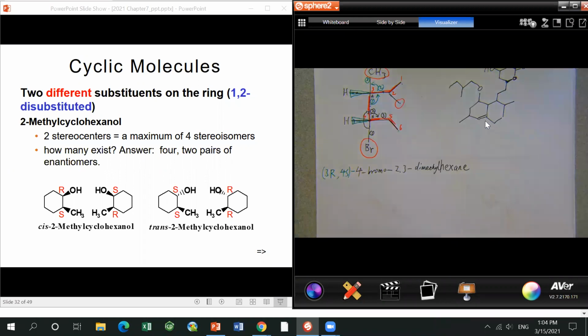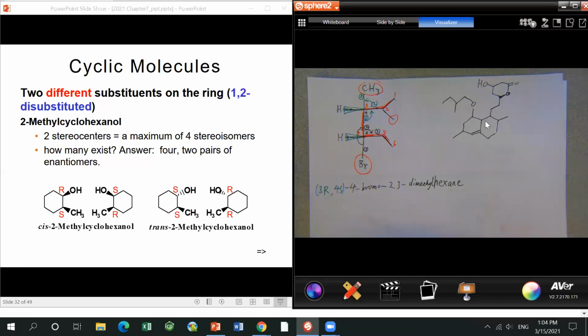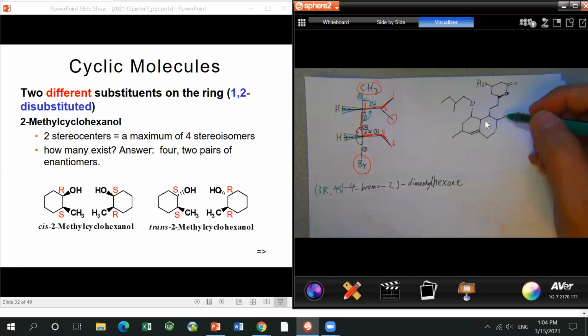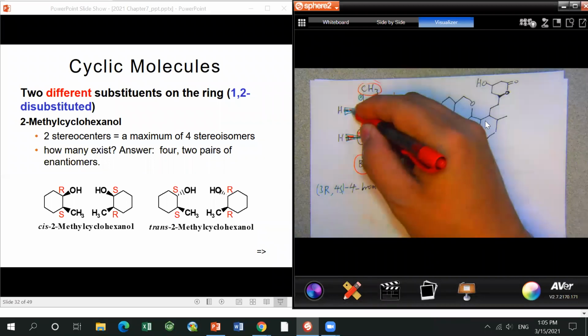All right, then we come to this molecule. It asks you to label all the chiral carbons. What are those solid ones? Those are solid wedges, no dashes.